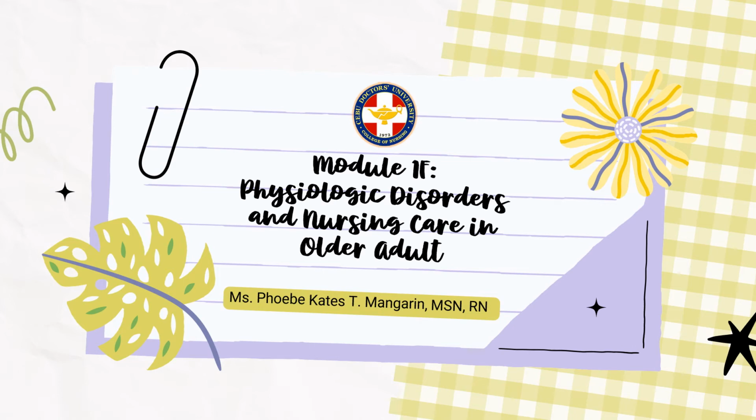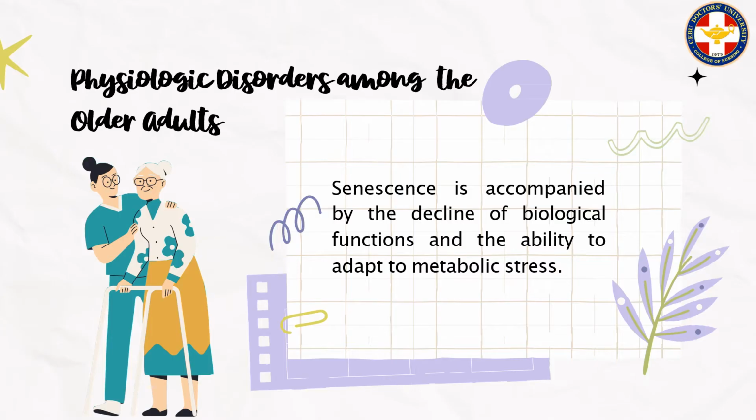Our module for today covers the physiologic disorders and nursing care in older adults. Senescence is accompanied by the decline of biological functions and the ability to adapt to metabolic stress. It is the nurse's role to assist the older adult into achieving optimum level of functioning despite these physiologic problems.